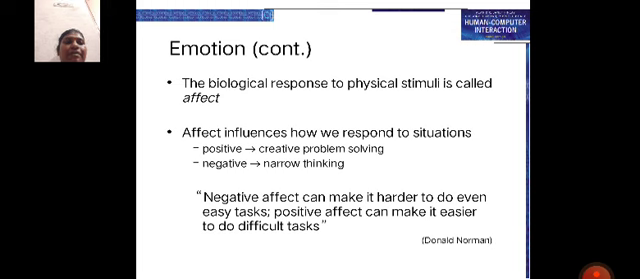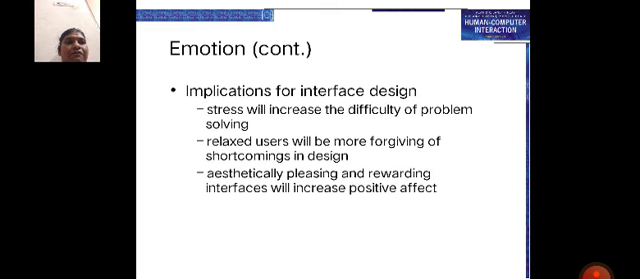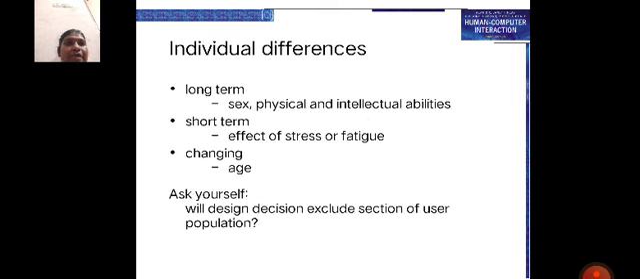Negative affect can make it harder to do even easy tasks. Positive affect can make it easier to do difficult tasks. The implication for interface design is that stress will increase the difficulty of problem solving. A relaxed user will be more forgiving of shortcomings in design. Aesthetically pleasing and rewarding interfaces increase the positive effect.